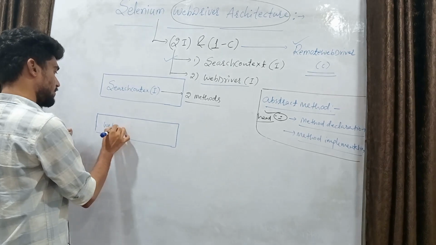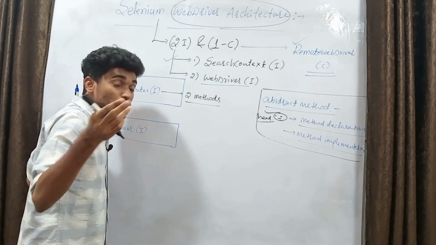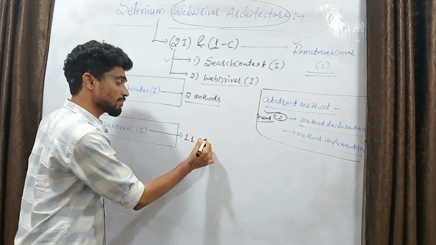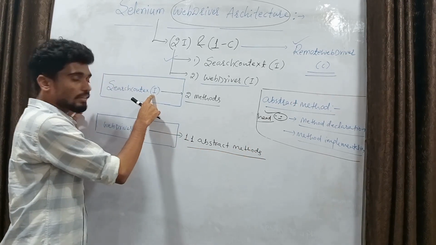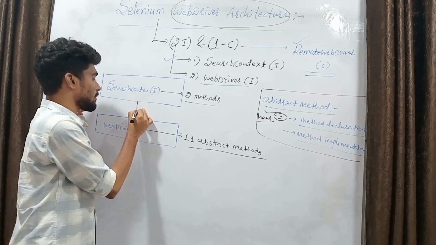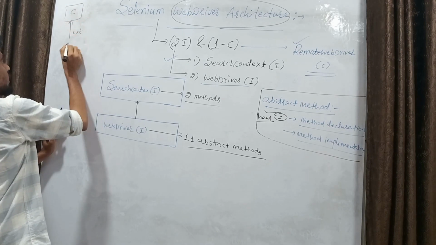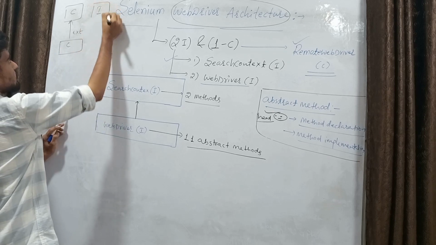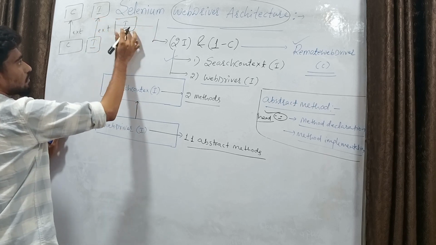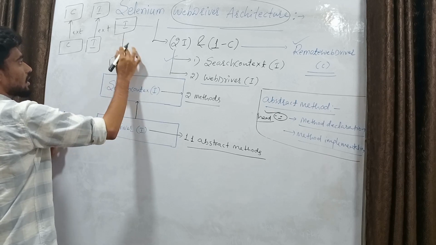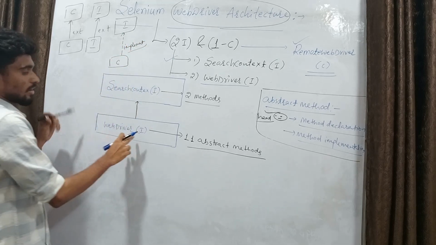The WebDriver interface contains its own 11 abstract methods. How many abstract methods? 11 abstract methods. And since this is an interface and this is an interface, the two interfaces will extend. As we know, a class always extends a class, same way an interface and interface always extend. If we have an interface and a class, then they will implement.